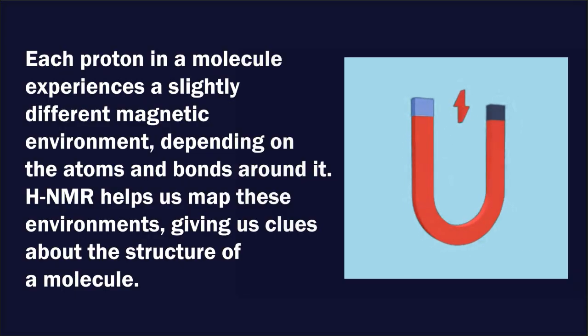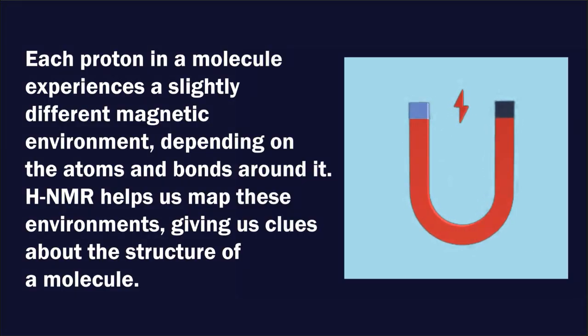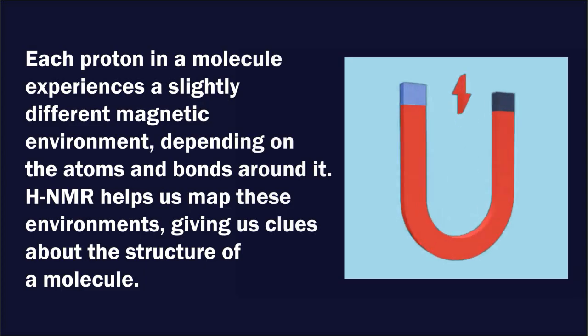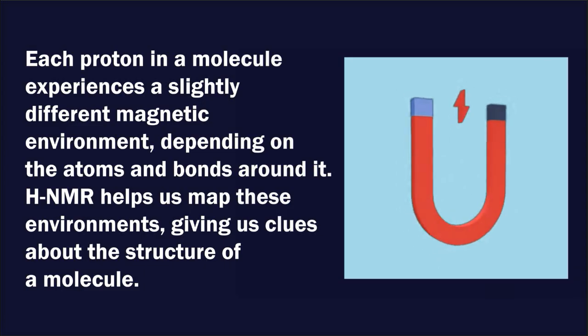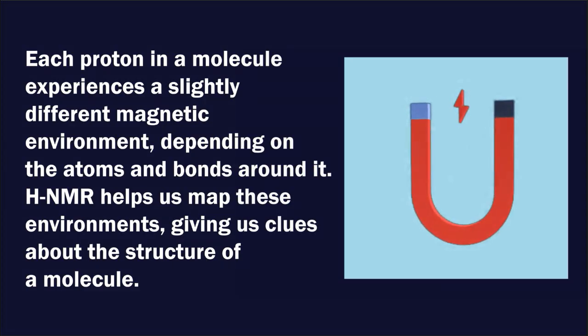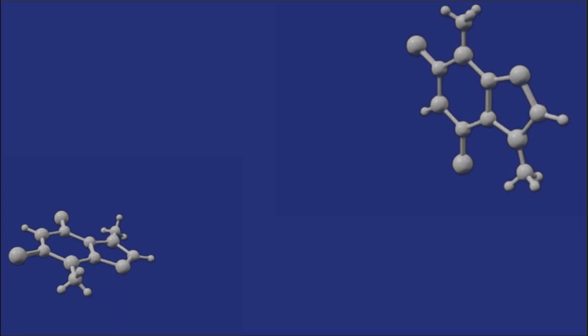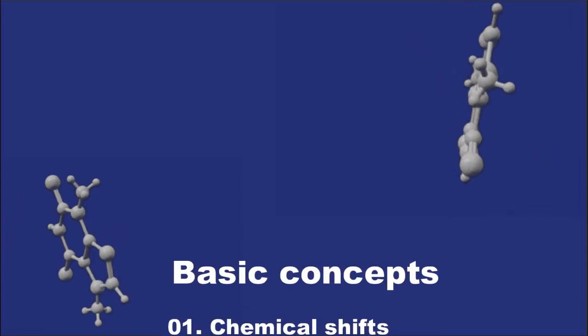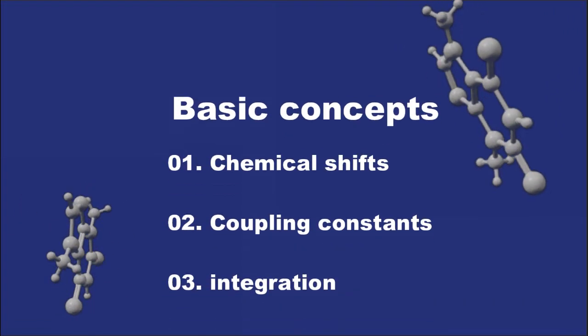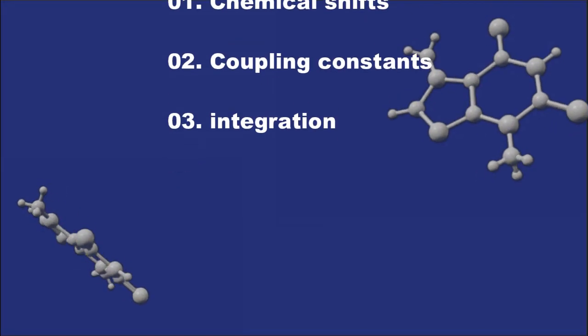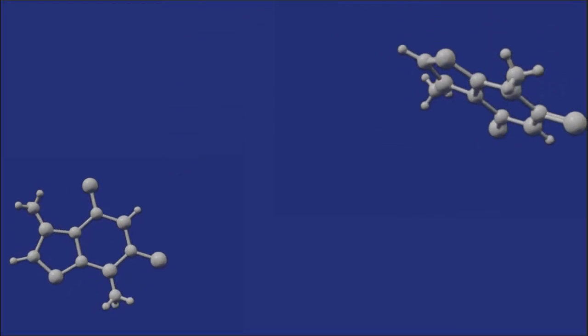Each proton in a molecule experiences a slightly different magnetic environment, depending on the atoms and bonds around it. HNMR helps us map these environments, giving us clues about the structure of a molecule. Before we jump into analyzing HNMR patterns, let's go over a few basic concepts: chemical shifts, coupling constants, and integration.